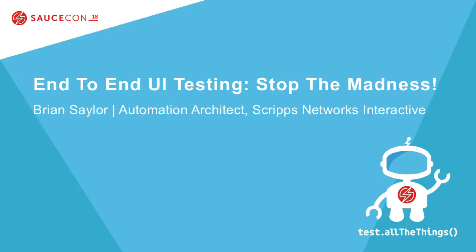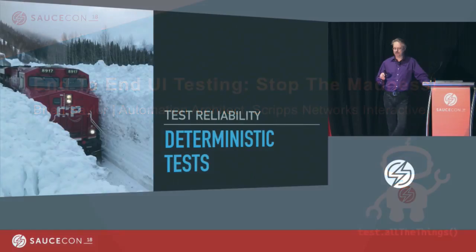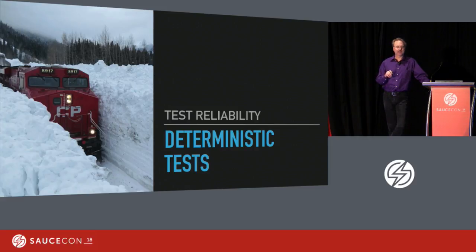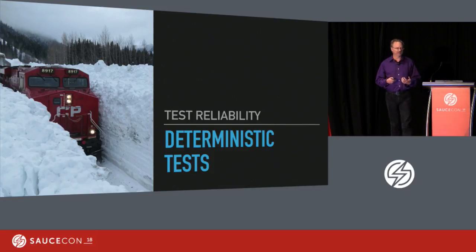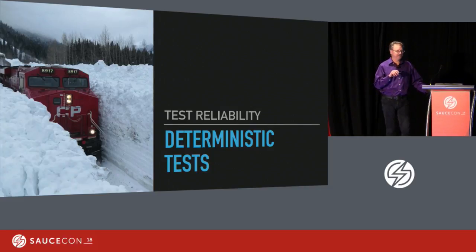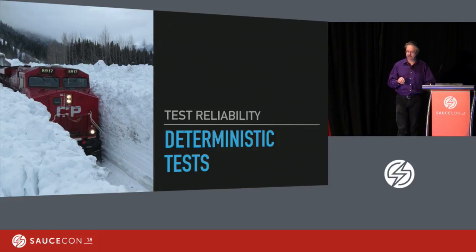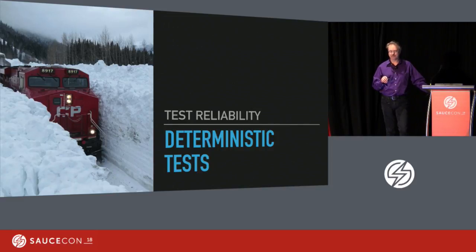End-to-end testing. So really what we want to talk about is deterministic tests. Test reliability. There's been a lot of talks already today and yesterday, all about test reliability and tests being deterministic. Not everyone understands what deterministic means in this context, so I'll elaborate briefly. A test should pass when the feature being tested is working, and a test should fail when the feature being tested is not working. And it should do that consistently.